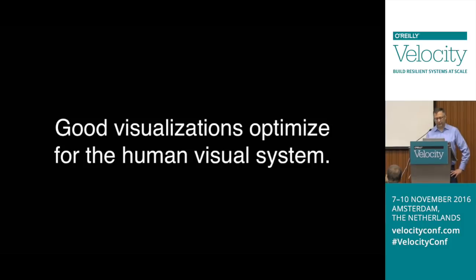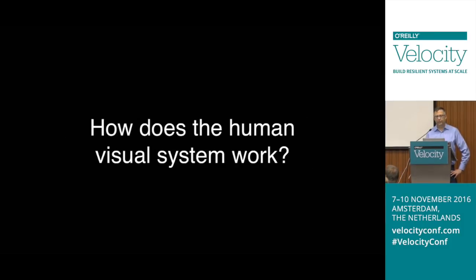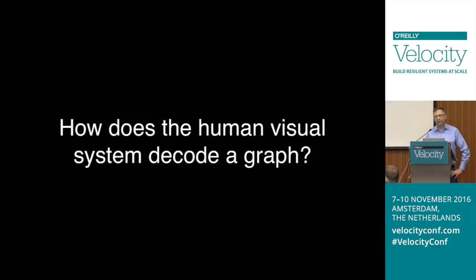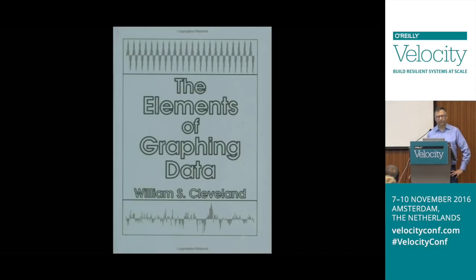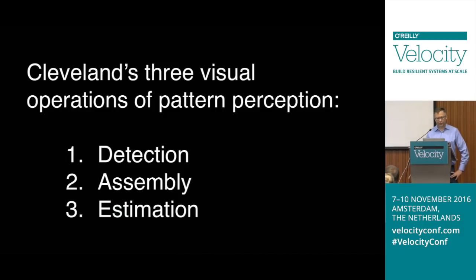If that's true, then it seems like it'd be really good to know how the human visual system works, or more precisely, how the human visual system decodes a graph. The good news is that there's been a lot of research into this question, and what I want to do now is walk you through some of that research using a framework that comes from this book. Bill Cleveland did some of the most important original research in this area, and this book summarizes that research into a coherent framework. One of the most important parts of that framework is what he calls the three visual operations of pattern perception. So I'll define them.